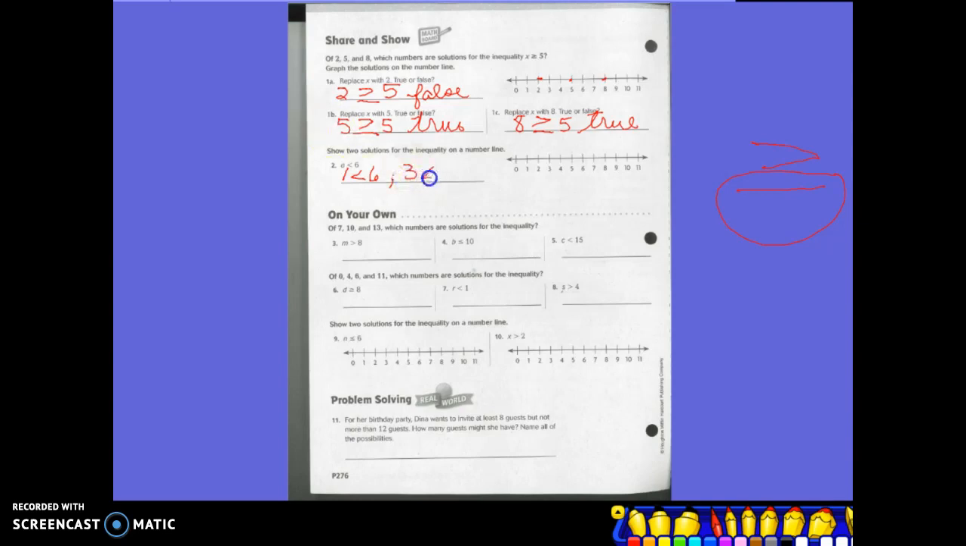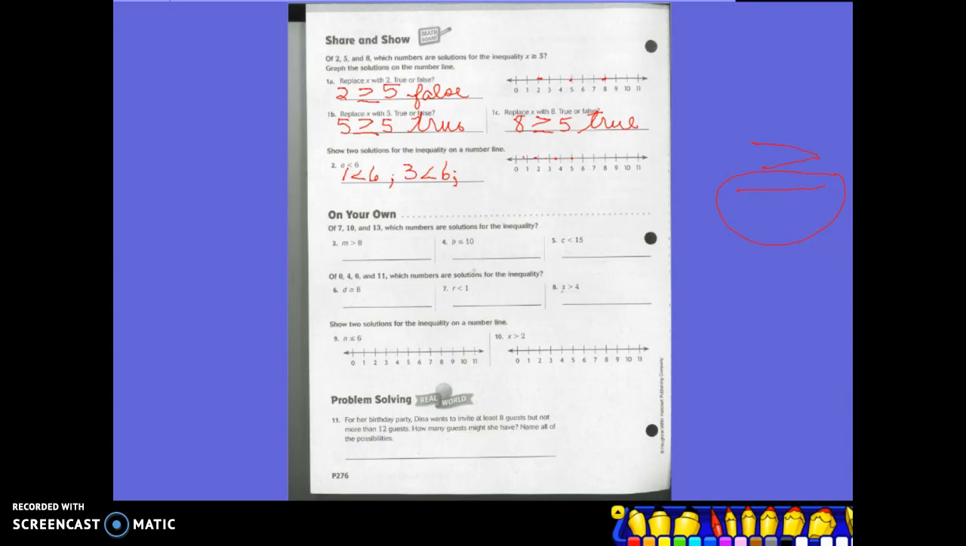Now you only need to do 2, it says. What else could we use? 2, 4. We could use all these numbers that are less than 6, right? So we could say 2 is less than 6, 4 is less than 6, 5 is less than 6.